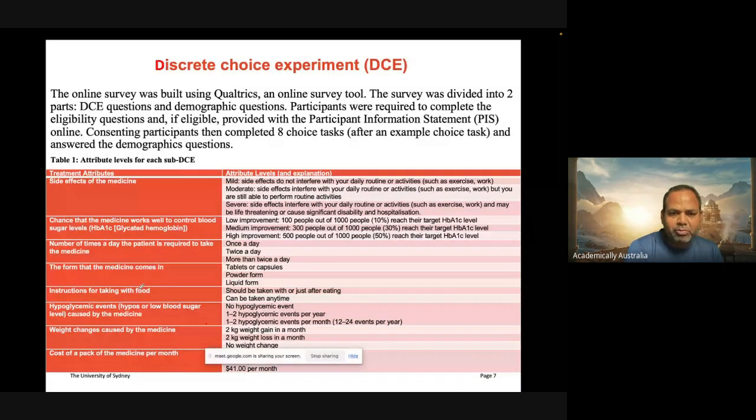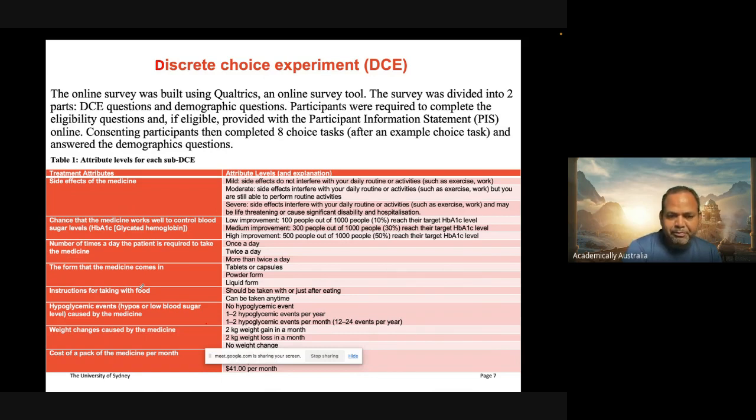First is the side effect of the medication, so we asked them about mild, moderate, or severe. Then we asked about the effectiveness, especially the HbA1c, the number of times they need to take medications, and the formulations, like a tablet, powder form, or liquid form. Then the instructions for taking, like before food or after food, and hypoglycemic events, which are also a very important factor in diabetes.